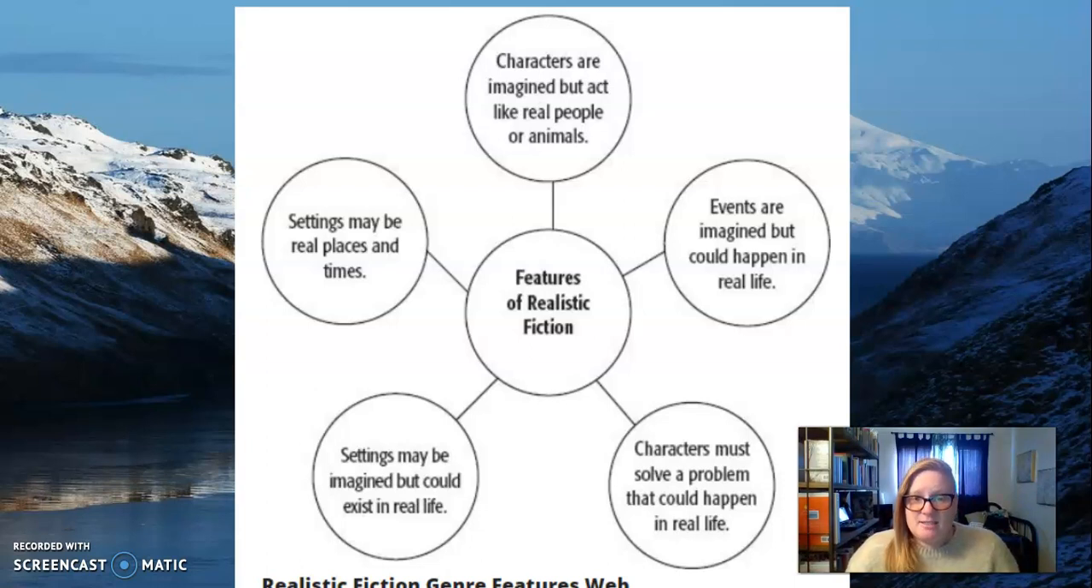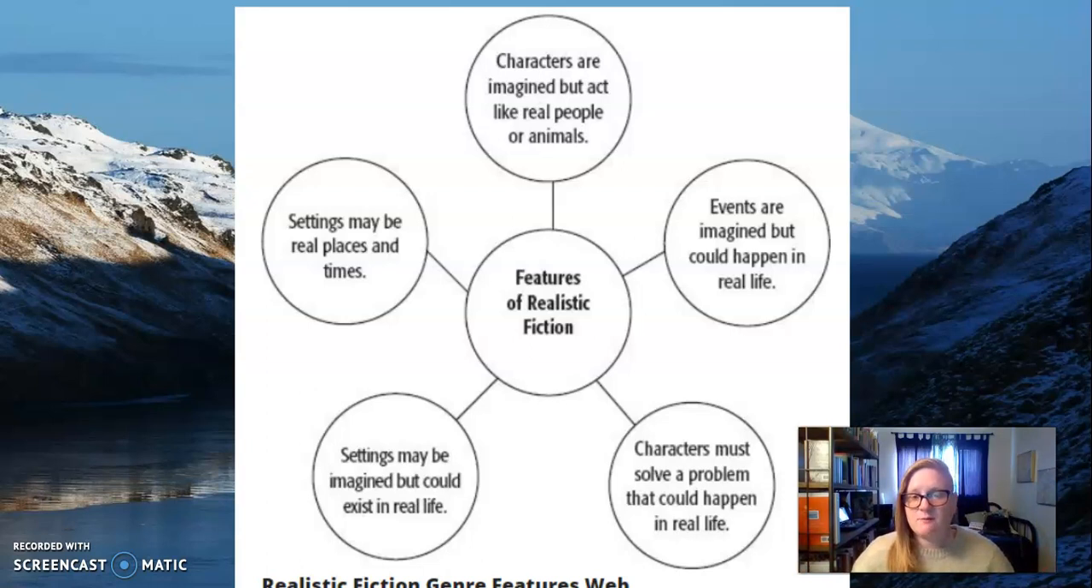Events are imagined, but could happen in real life. So, for instance, in King Midas, having the god come and talk to King Midas and things like that are huge events for King Midas, but they're made up and they can't actually happen in real life. What's different about Water Sky is that all of these things are imaginary, but they could happen, okay?